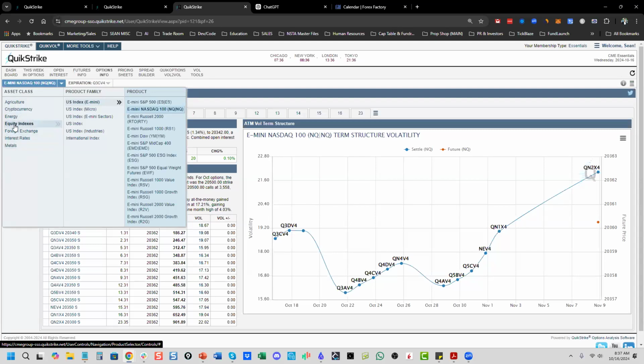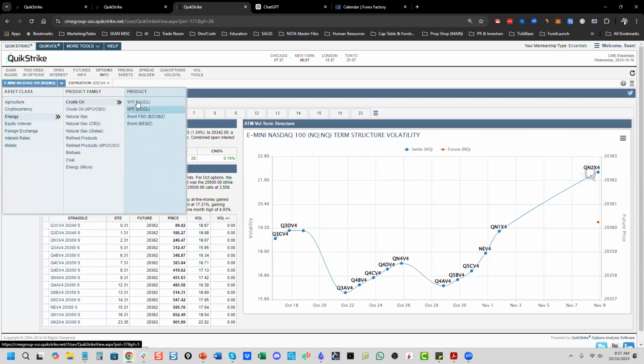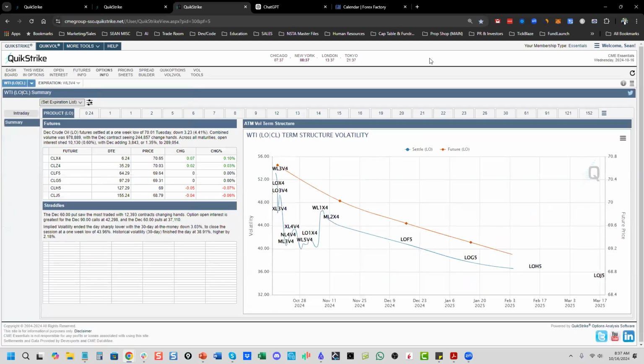I'm going to focus on 4 today. We're going to look at the NASDAQ, and we're going to look at the Russell. Then we're going to go into metals and look at gold, and then we're going to go into energy and look at crude. Okay. So for the first part, let's just do energy. You're going to click on crude oil. It brings up crude. Okay.